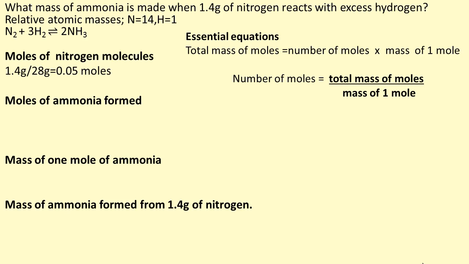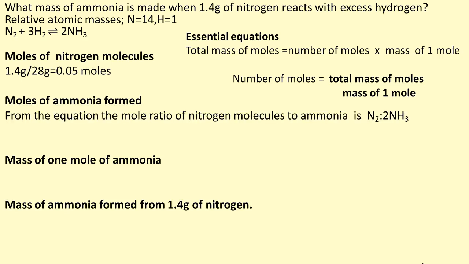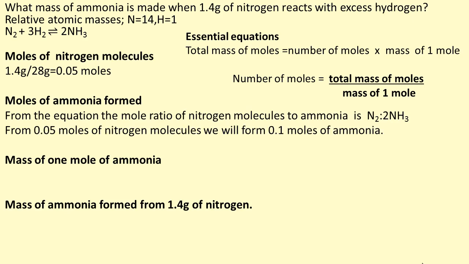Next, using our balanced symbol equation, we can work out the number of moles of ammonia formed. From the equation, the mole ratio of nitrogen molecules to ammonia is 1 to 2. We can multiply both sides of this ratio by 0.05. Thus, from 0.05 moles of nitrogen molecules, we will form 0.1 moles of ammonia.